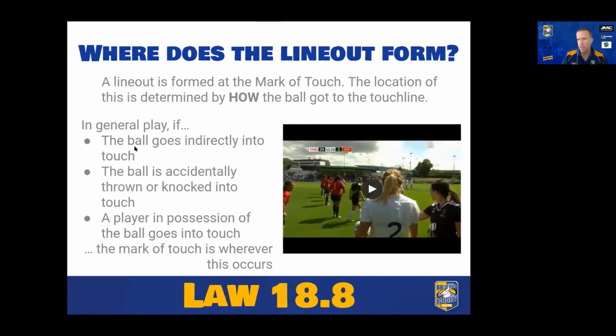If the ball goes indirectly into touch, so on the bounce, or is accidentally thrown into touch, because of course you can't throw it into touch intentionally, or if a player who's holding the ball goes into touch, then the mark of touch is wherever that happens. Note there are options available for some of those. If you knock it on into touch, there's an option of a lineout or a scrum. The lineout's always where it goes into touch. A scrum would always be back where you would have a scrum for the knock on, as an example. We'll dive into that more in scrum law.